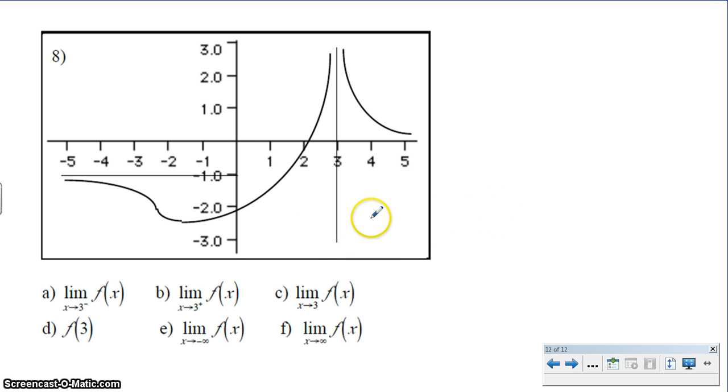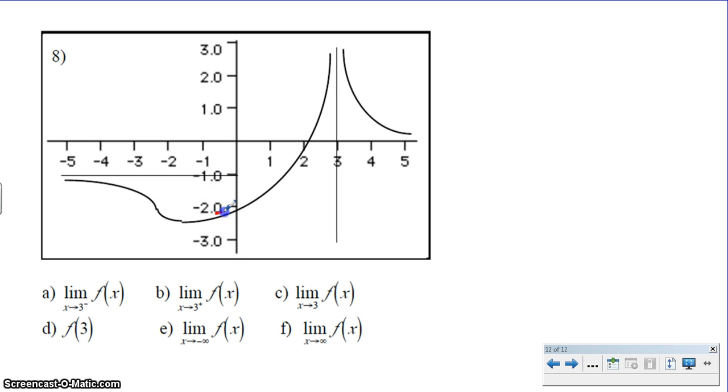And just to clarify, I didn't say this before, but this vertical line here is an asymptote, and also this horizontal line is an asymptote. So let's keep that in mind when we're answering these questions. The first one being, find the limit as x approaches 3 from the left.